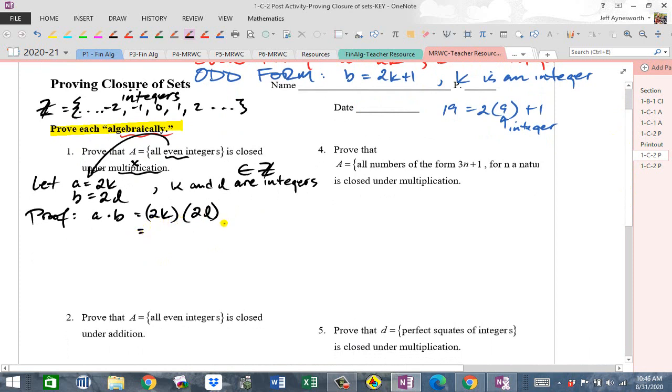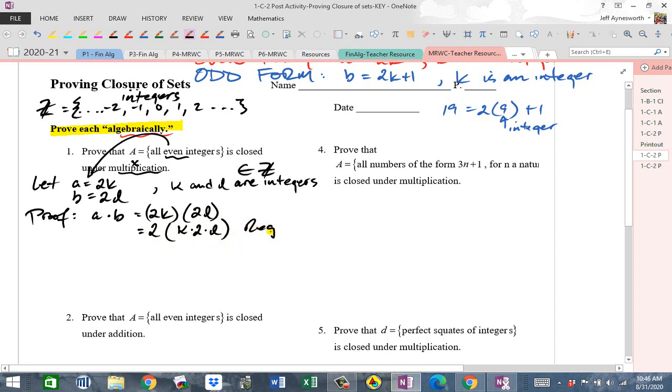I'm just going to regroup them here. The leading 2 is equal to k times 2 times l. I'm just going to regroup, k times 2 times l right here, and I have to show that this is even.